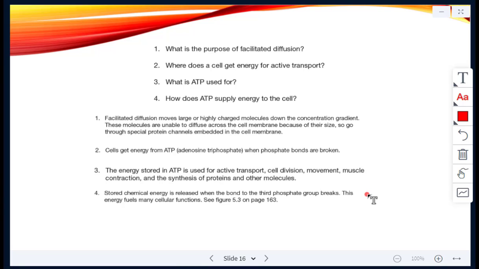How does ATP supply energy to the cell? Stored chemical energy gets released when the bond to the third phosphate group breaks. That will then fuel many cellular functions.